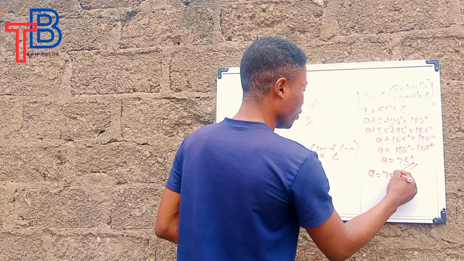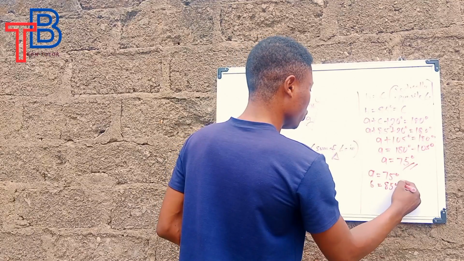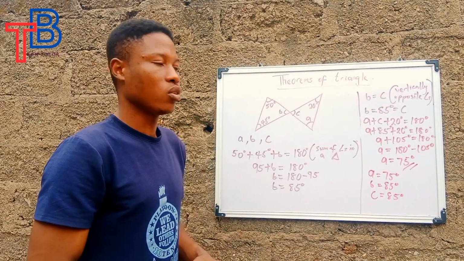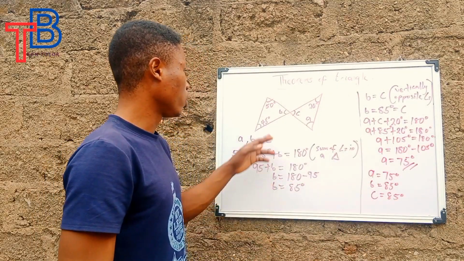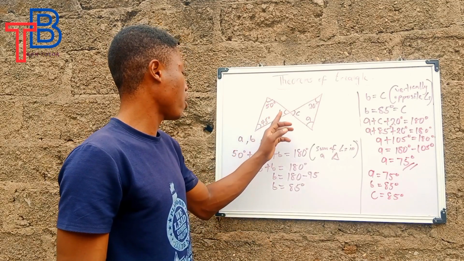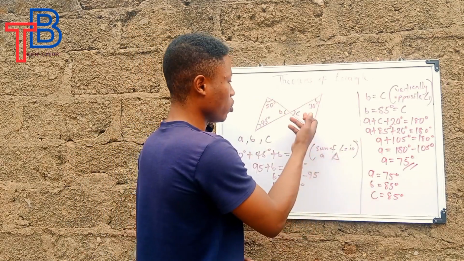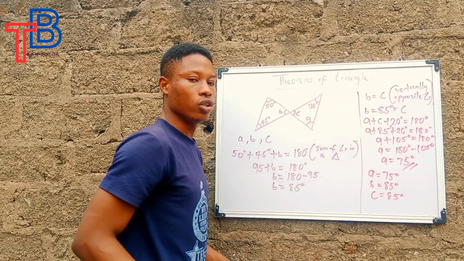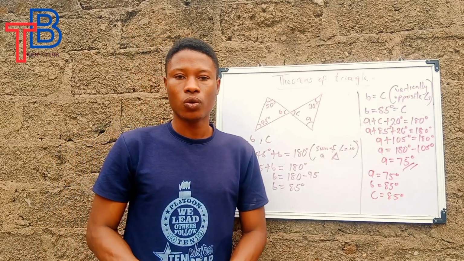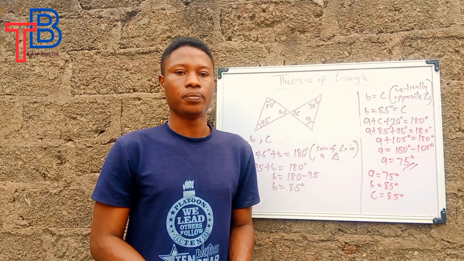You have your a to be 75 degrees, your b to be 85 degrees, and your c to be also 85 degrees. And if you want to test if your answers are correct, you can just add everything you have here. It should give you 180, which means your 50 plus 45 plus 85 should give you 180, and also your 75 plus 85 plus 20 should also give you 180, and you have the answer to your question. Let's have one more example on this before we move to the next theorem.